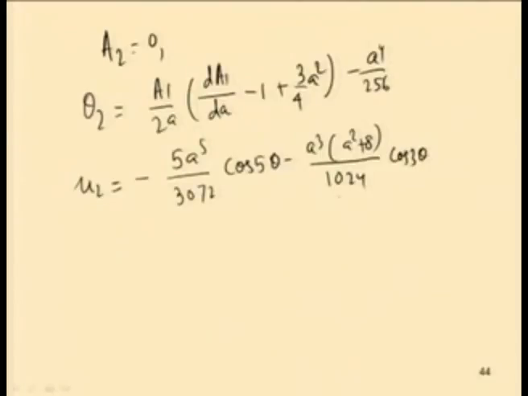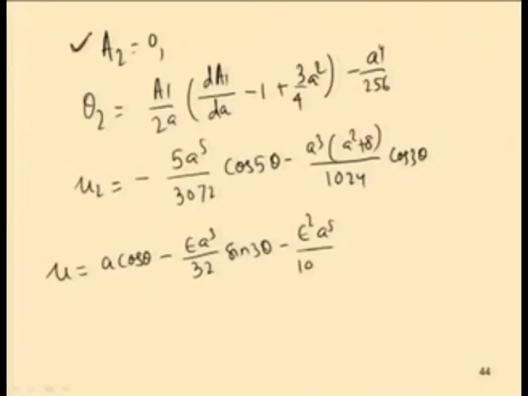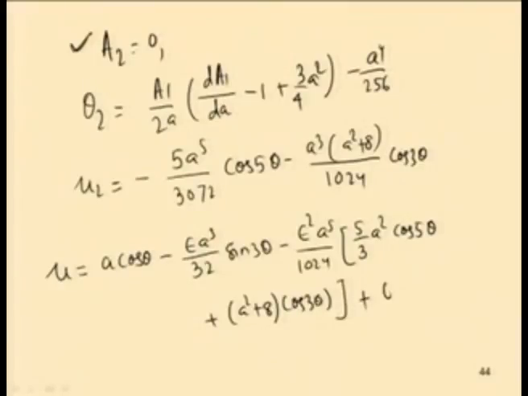Now, we already have the expressions for a1, a2, θ1, θ2 and u1, u2. So we can write u equal to a cos θ plus ε u1 plus ε² u2. This is equal to a cos θ minus ε a³/32 sin 3θ minus ε² a⁵/1024 into (5/3 a² cos 5θ plus (a² plus 8) cos 3θ), plus order of ε³.